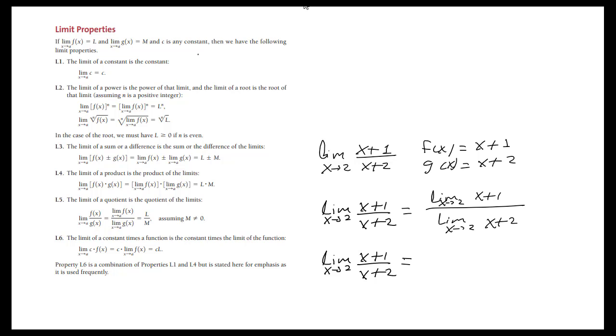Now this is equal to, I can plug in the value right now. Then the limit when x approaches 2 of x plus 1 is equal to 2 plus 1. And in the denominator is going to be 2 plus 2, which gives 3 divided by 4, 3/4. Then the limit when x approaches 2 of x plus 1 divided by x plus 2 is equal to 3/4.